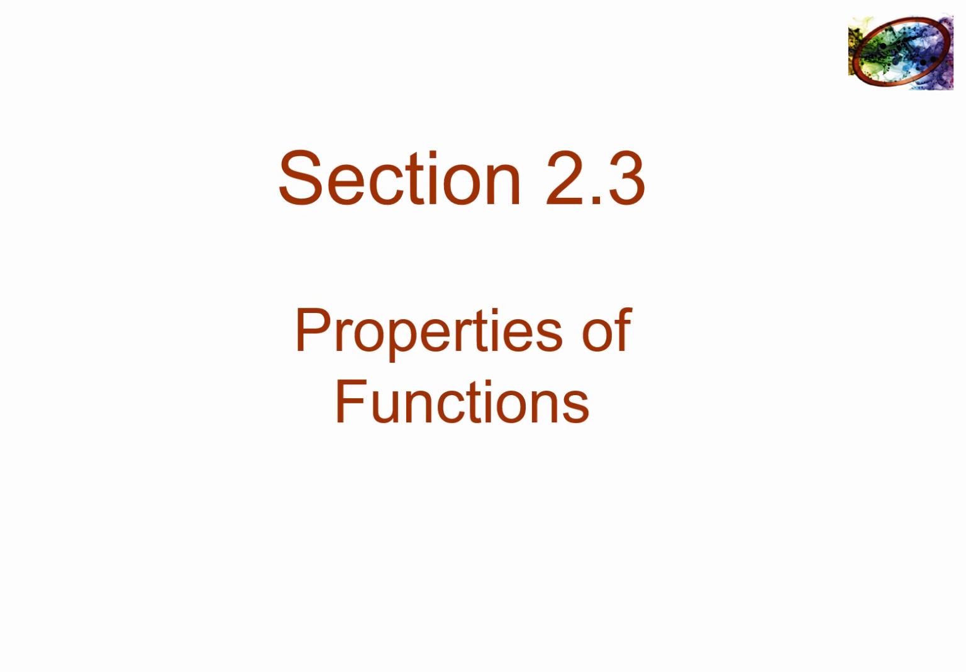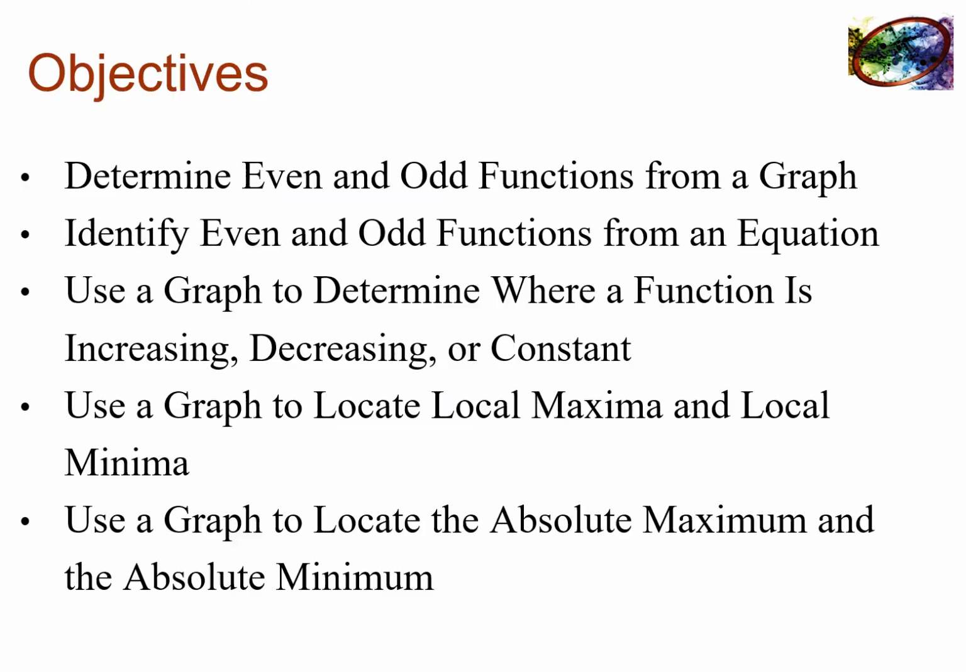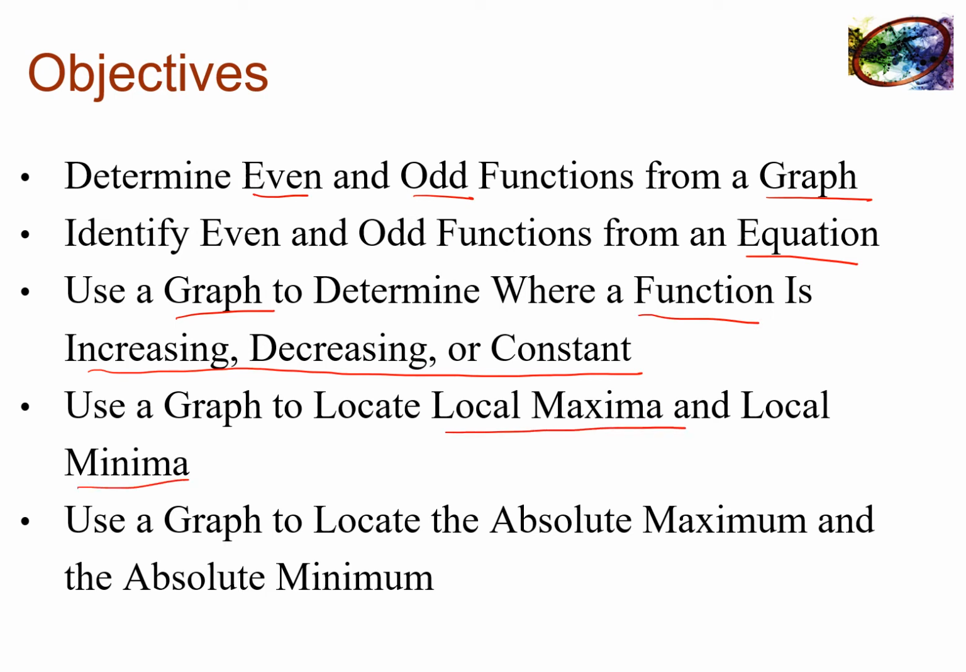Today we're going to be looking at section 2.3 from our book, Properties of Functions. Our objectives today are to determine if a function is even or odd from its graph and from an equation, and then to determine, using a graph, where a function is increasing, decreasing, or constant, where it's going to be having some changes. We will return to local maximum and minimum, and absolute maximum and minimum, when we get to our polynomial units.